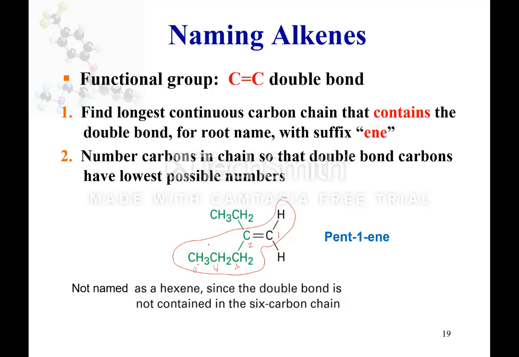After that, you will notice that we number the longest carbon chain so that it gives the lowest numbers to the carbon-carbon double bonds. In this case, it is 1, so it's pent-1-ene. However, do not forget that there is also an ethyl group here, so actually it is 2-ethylpent-1-ene.